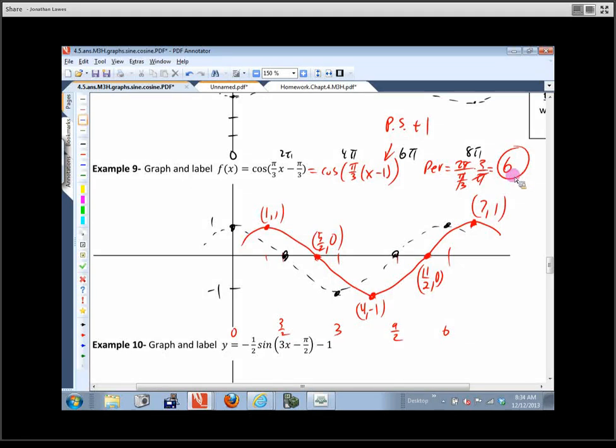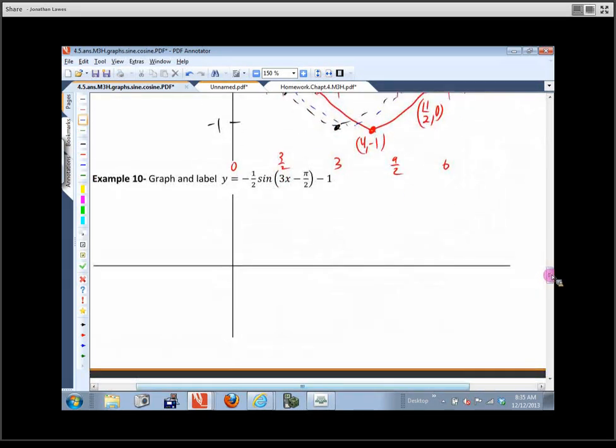If I were to graph the parent function for this, I'll do this in blue, it would end at 6.28, so it would have gone something about like this. It would have ended about right there. That blue graph right there is the original parent graph. It ends by the time we get to 6.28. We sped this up just a little bit. Any questions?